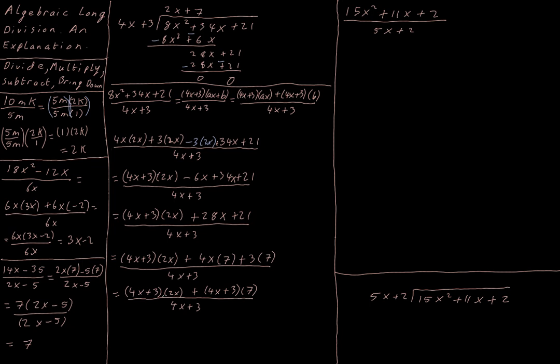Now we've gotten to the stage where we have taken out my common factor of 7 here. So now I have 4x plus 3 times 2x plus 4x plus 3 times 7. So I can take out this common factor of 4x plus 3 from all of the top line. And now I have 4x plus 3 as a common factor top and bottom. So 4x plus 3 divided by 4x plus 3 is 1, and I'm left with 2x plus 7.